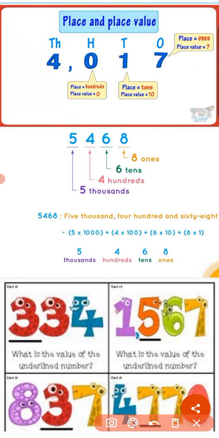Children, this is a 4-digit number. The digits are 4017. Since 7 is in ones place, multiply by 1. 7 into 1 is equal to 7. 1 is in tens place, 1 into 10, 10. 0 is in hundreds place, 0 into 100, 0. 4 is in thousands place, so its place value is 4 into 1000, 4000. Okay. Let me check one more example.